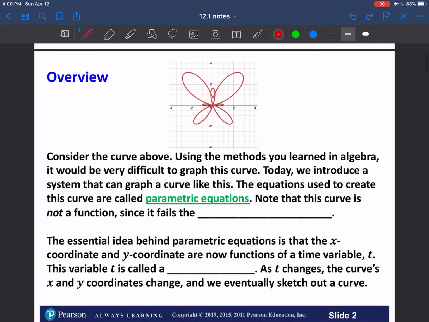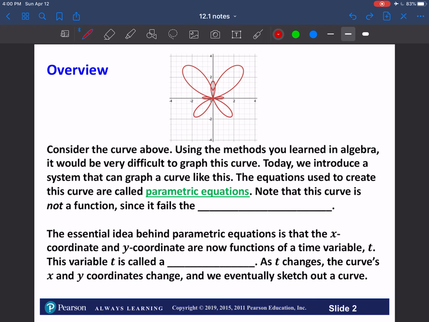The first thing, let me give you guys a little bit of an overview. This graph that I have here at the top, this little butterfly looking thing, using the methods that we've learned in high school algebra, it would actually be very difficult to graph this curve. Today we're going to introduce a system that can graph a curve like this. The equations that we use to create such a curve are called parametric equations.